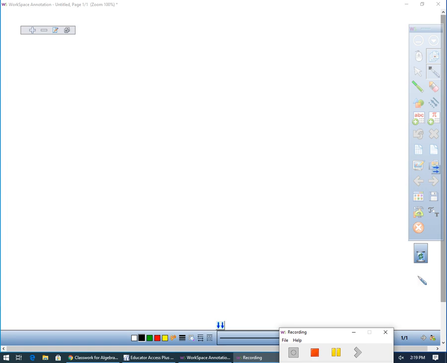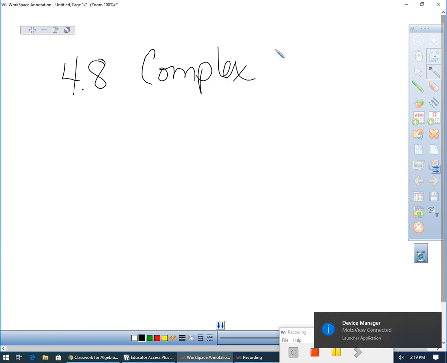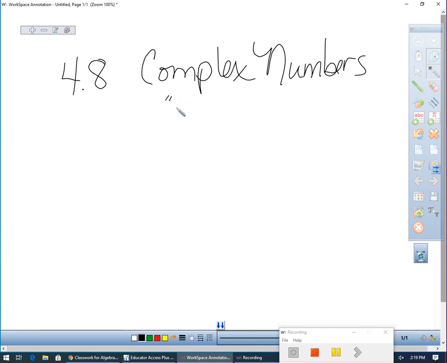Today we are doing the last section from chapter 4 from before, and we are going to start with 4.8. We're going to talk about complex numbers. Complex numbers have an imaginary component, so we need to start by talking about that imaginary.